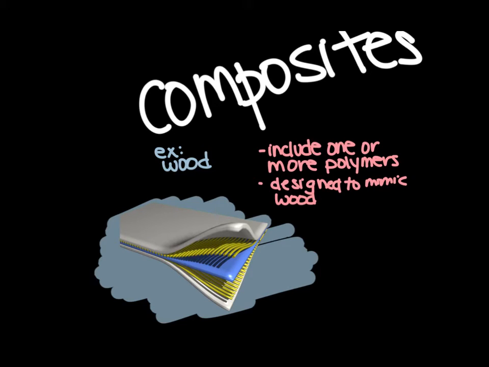Composites combine the best of 2 substances and create a new material with different properties. They are designed to imitate wood, as a tree trunk is made of fibers and lignin, and take the best of the 2 and make a strong tree trunk. Many composites include 1 or more polymers.